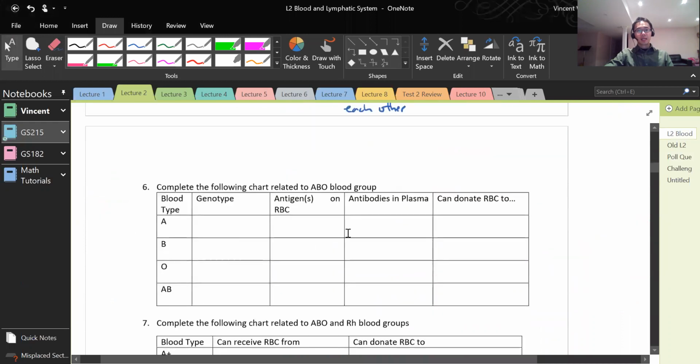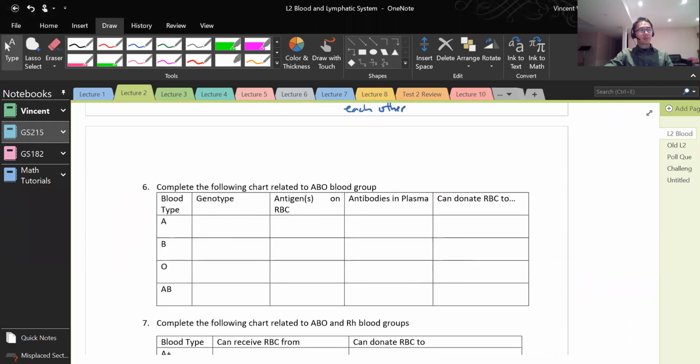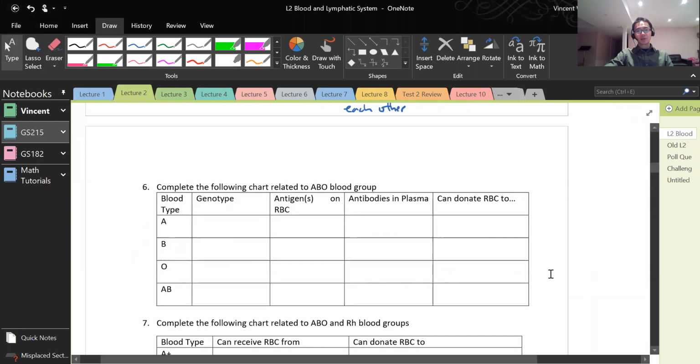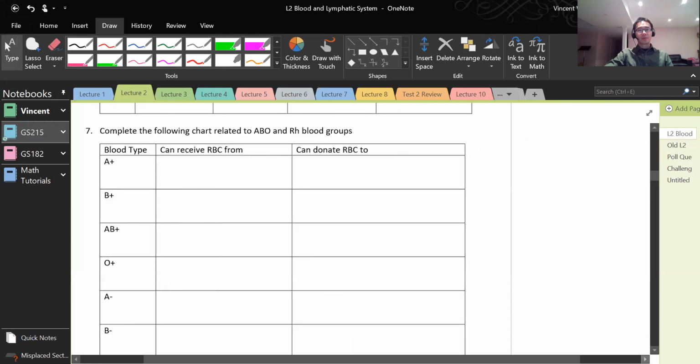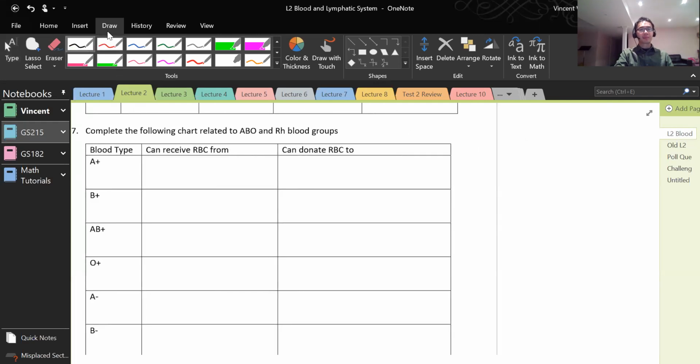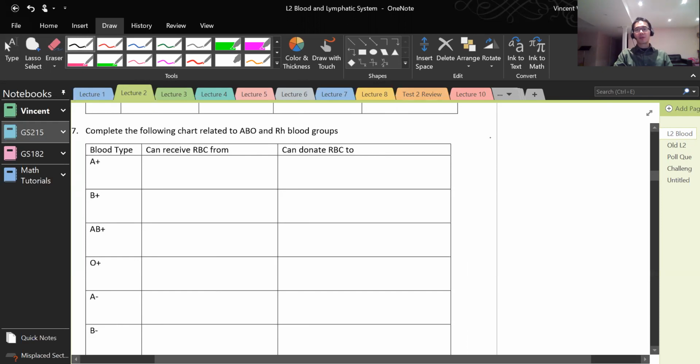Okay, let's move on. This chart was filled in during the lecture recording, so I'm not going to do it again. Let's move on to number 7. Complete the following chart related to ABO and RH by group. This is talking about blood transfusion. Okay, so A plus. If you're A plus, who can you receive from and who can you donate to? When you look at whether a transfusion is safe or not, you have to ask 3 questions, right? So safe transfusion.